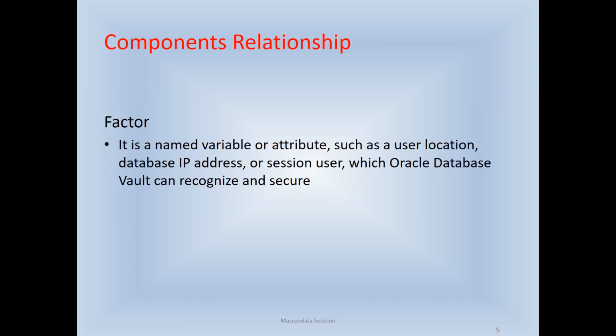So we have three things. Realms would be a kind of secure zone where you can put your schemas and objects which DBAs will not be able to access. Then there would be commands. You can put your commands in a command rule, which you can use to stop people from executing them. And then factors. Factors would be variables like username, OS username or database username, which Database Vault can recognize and can stop, monitor, or maybe allow.